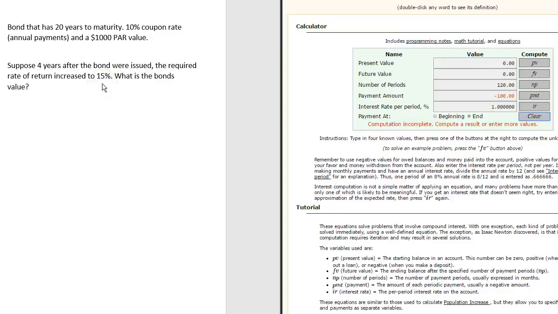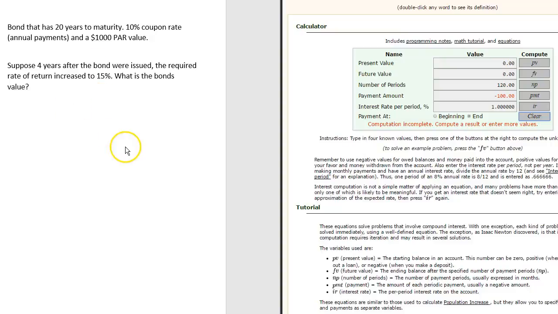Now you know how to do your little thumbs. Remember I showed you? So do your little thumbs right now. Your coupon rate is 10 and interest rates have increased, right? So increasing rates, what's it doing to bond value? One thumb goes up, the other thumb goes down. So we should expect the bond to be sold at a discount.